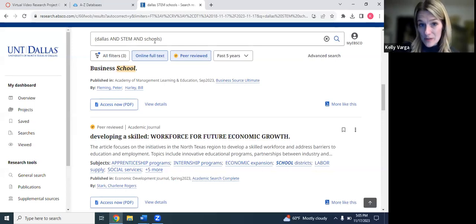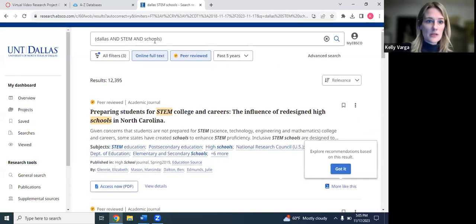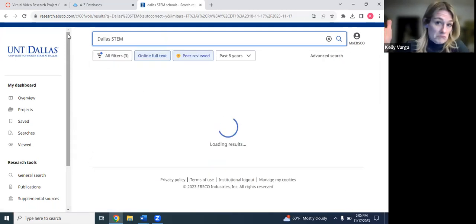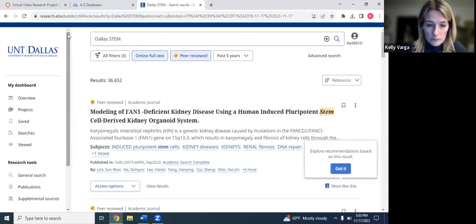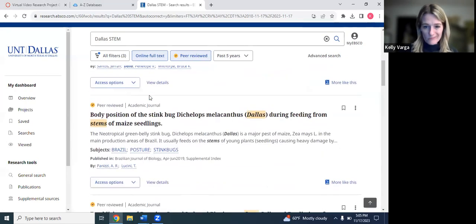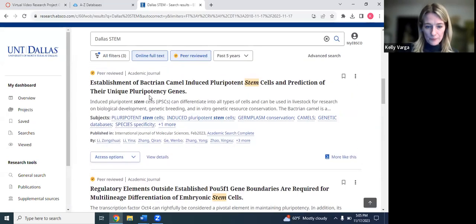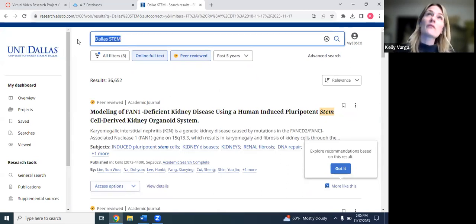So maybe this isn't specific enough, right? Maybe I need to go in and reassess it to Dallas. Let's just say STEM. Let's just see what comes up for that. Okay. So I was looking at it as science, technology, engineering, and mathematics. But for the purposes here, let's just see if we've got anything that comes up. A lot of it's going to be stem cells, stem cells, stem cells. Okay. Maybe this one isn't that great. So let's see if I can find another thing.